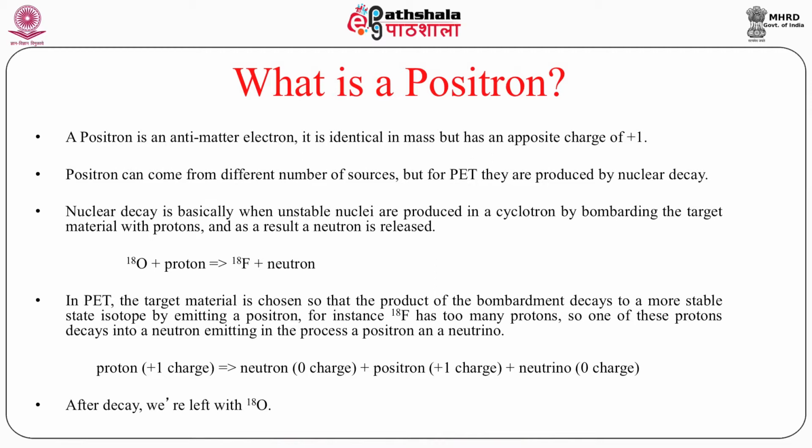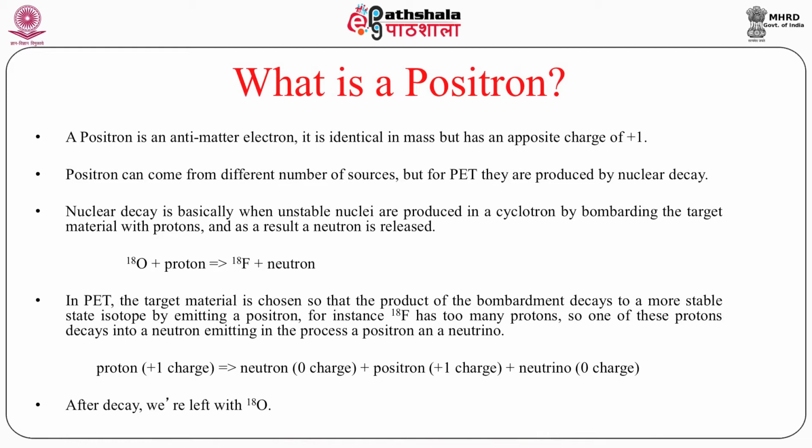Positrons can come from a number of sources, but for PET they are produced by nuclear decay. Nuclear decay is basically when unstable nuclei are produced in a cyclotron by bombarding a target with protons, and as a result energy is released, a neutron comes out, and F18 is produced. It means that for production of positron emitters we require a cyclotron. What the cyclotron does, we are going to talk about in the next few slides.